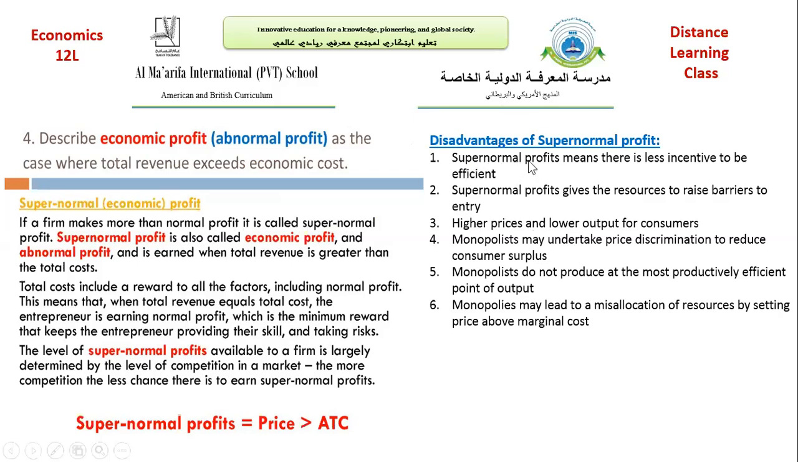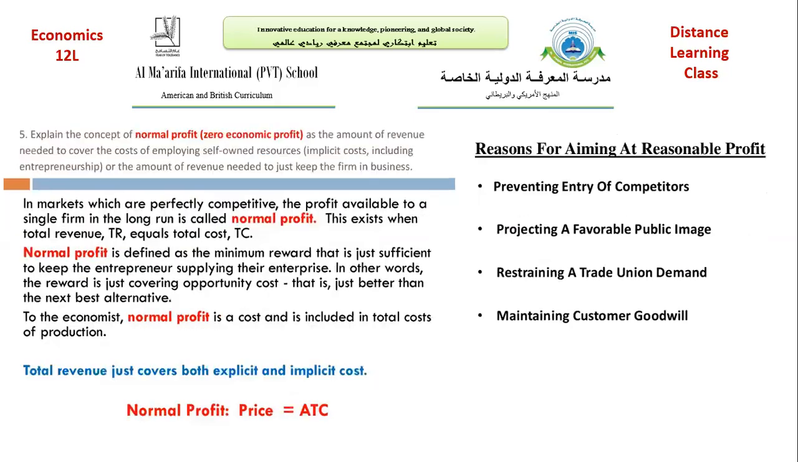The first one, supernormal profit means there is less incentive to be efficient. Supernormal profits give the resources to raise barriers to entry, higher prices and lower output for consumers. Monopolists may undertake price discrimination to reduce consumer surplus. Monopolies do not produce at the most productively efficient point of output, and monopolies may lead to misallocation of resources by setting price above marginal cost.